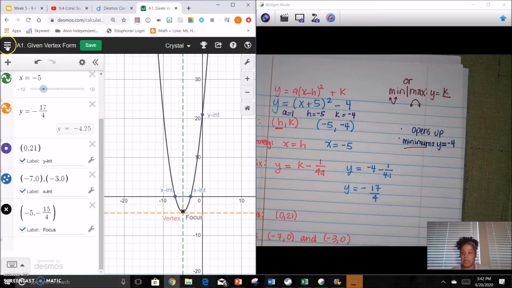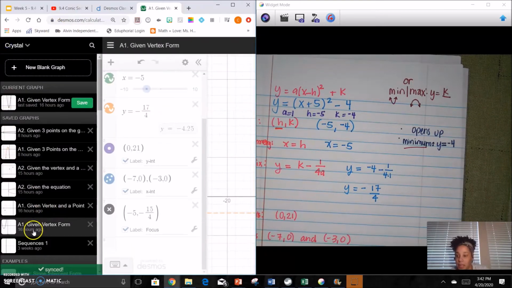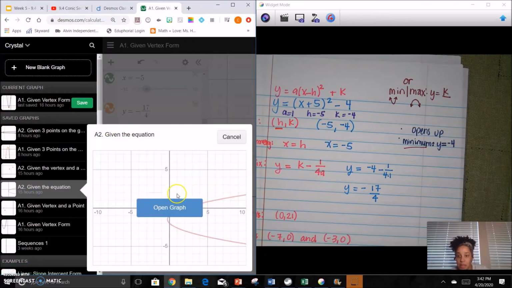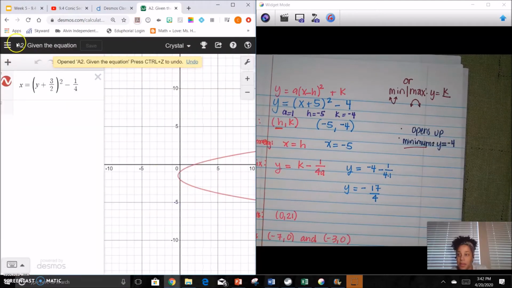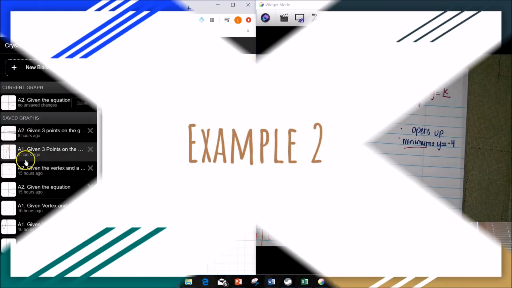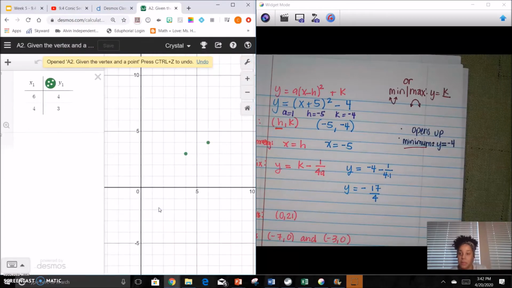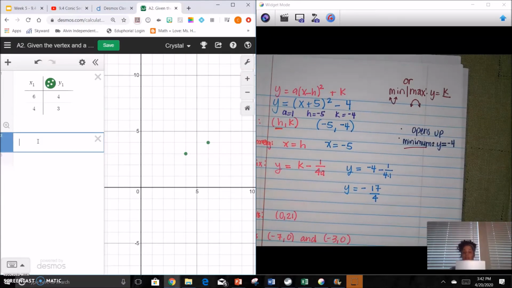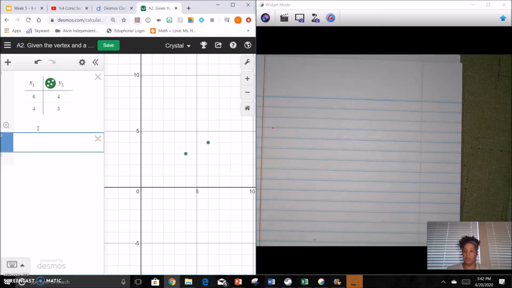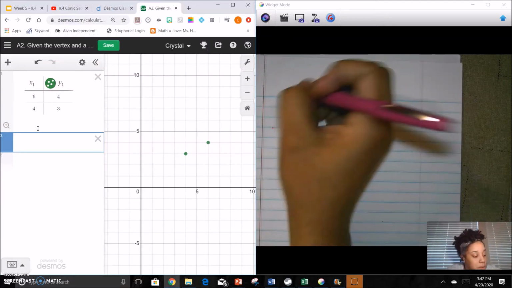Okay, so we're going to take a look at another example. All right, you're given a point and you're given the vertex, and I will already have it typed into the table for you.